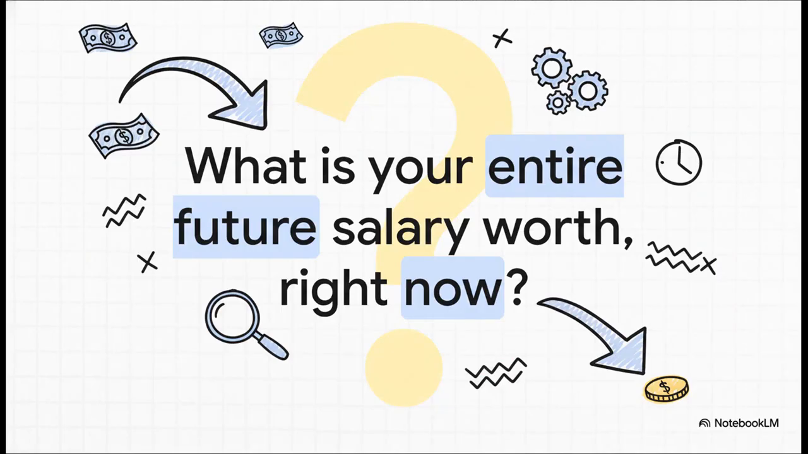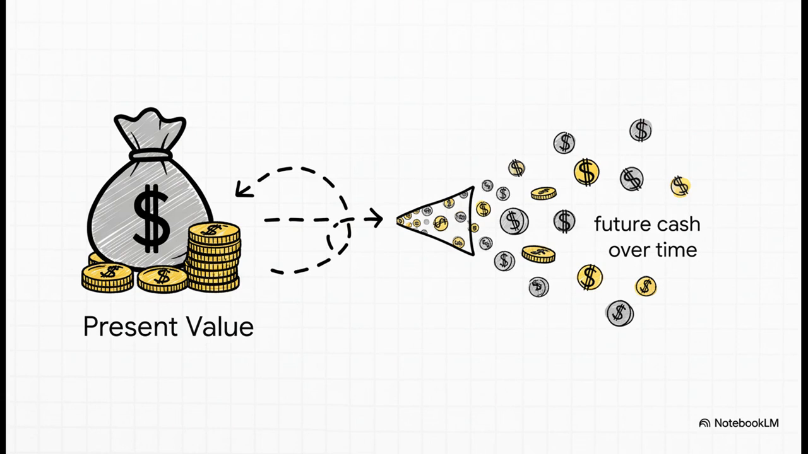Okay, let's start with a question, a big one. Imagine you could get every single paycheck you're ever going to earn for the rest of your life paid out to you in one giant lump sum, right now. What's that number? It's a wild thought, but it's not infinite, right? Because we all know intuitively that $1 today is worth way more than $1 10 years from now. Well, in the world of finance, this whole idea has a name.